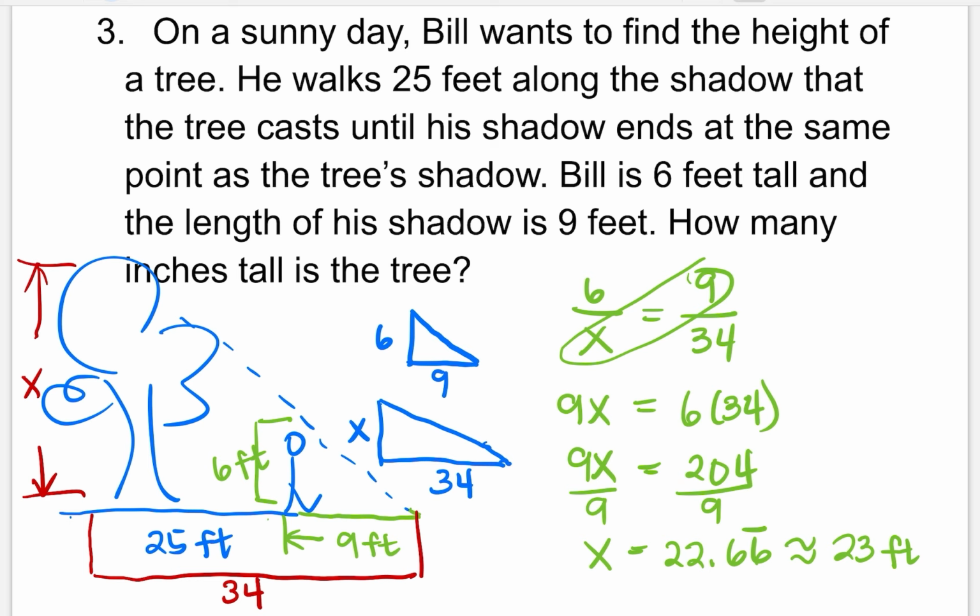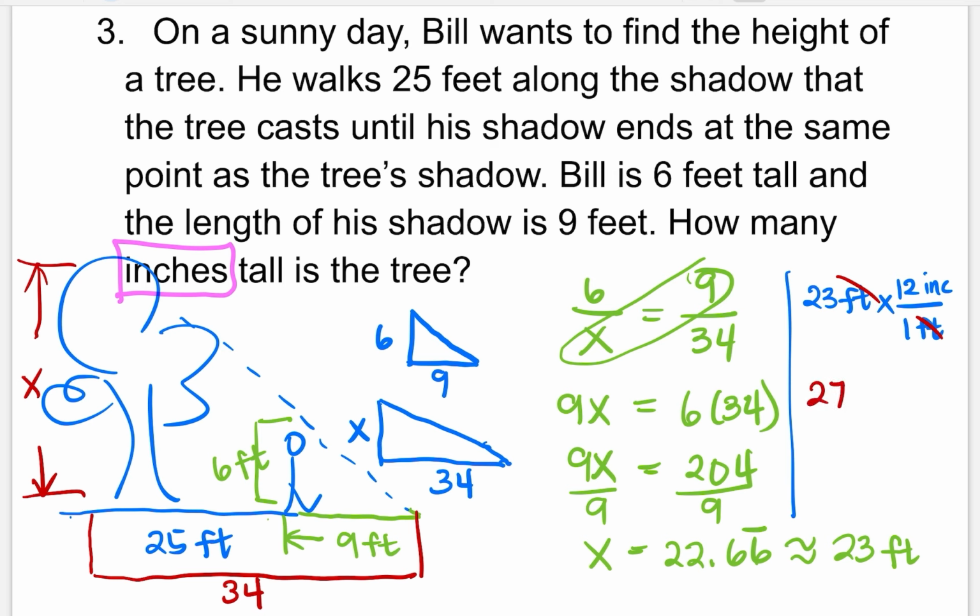But if we go back to the problem, it is asking us how many inches tall. So therefore, we are going to do an extra step, and that extra step is to convert 23 feet into inches. So 1 foot is equivalent to 12 inches, and so canceling the unit feet, multiplying 23 times 12, that is equal to 276 inches, and this is the height of the tree.